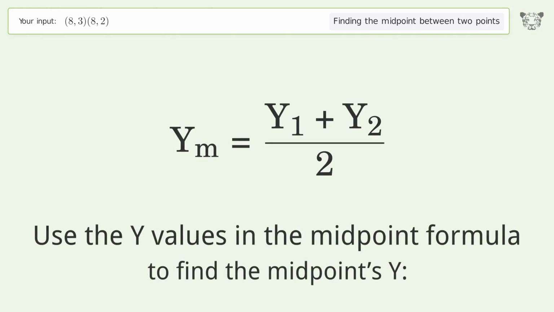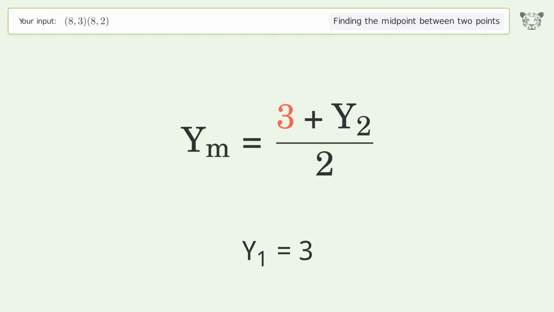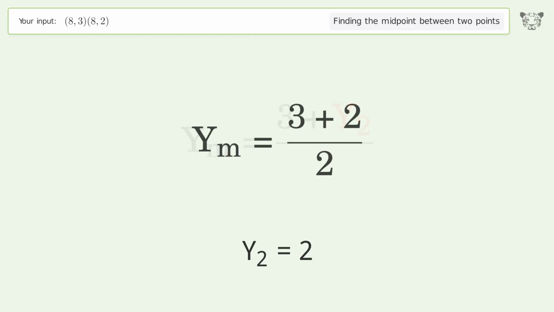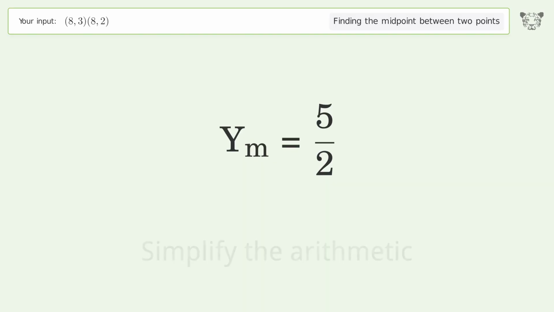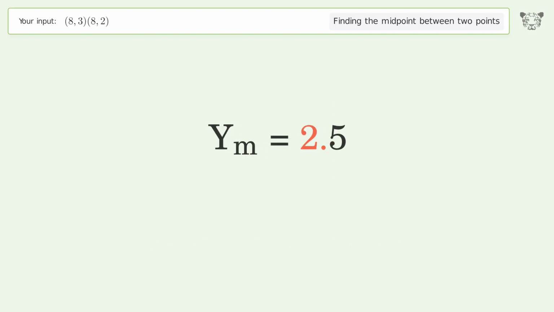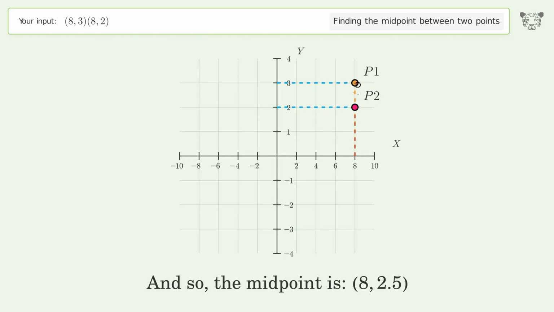Use the y values in the midpoint formula to find the midpoint's y. y1 equals 3. y2 equals 2. Simplify the arithmetic. And so, the midpoint is 8, 2.5.